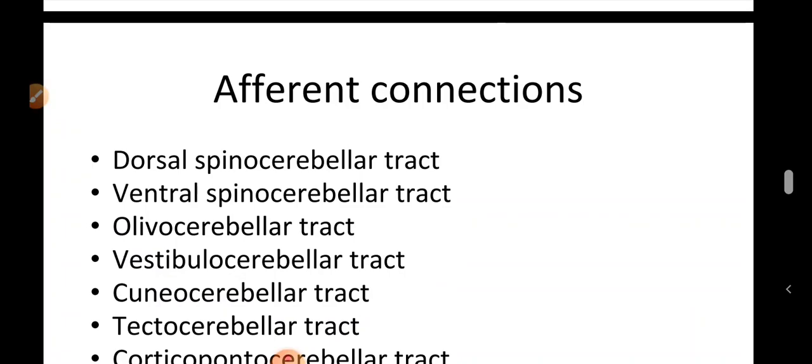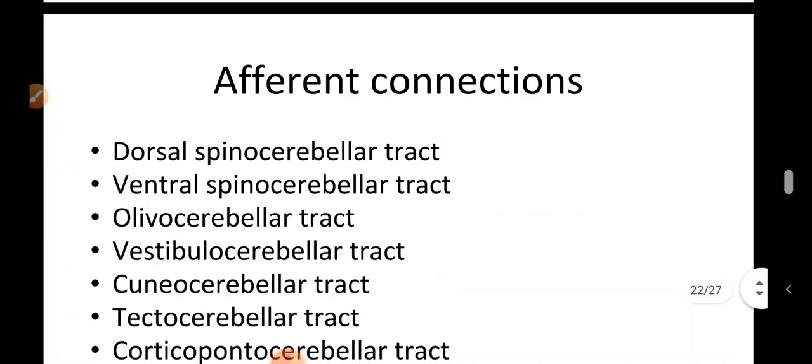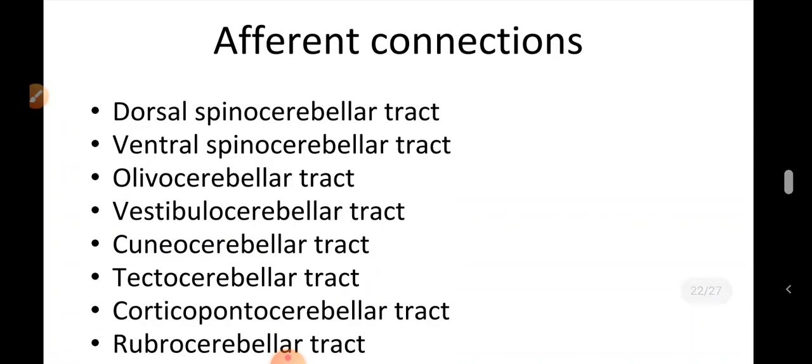Out of all these afferent connections, the connections which are passing through the inferior cerebellar peduncle are the dorsal spinocerebellar tract, reticulocerebellar tract, olivocerebellar tract and vestibulocerebellar tract. So these tracts are going via the inferior cerebellar peduncle. Also, some efferents leaving through the inferior cerebellar peduncle are the cerebellovestibular pathway, cerebelloreticular pathway and cerebello-olivary pathway.